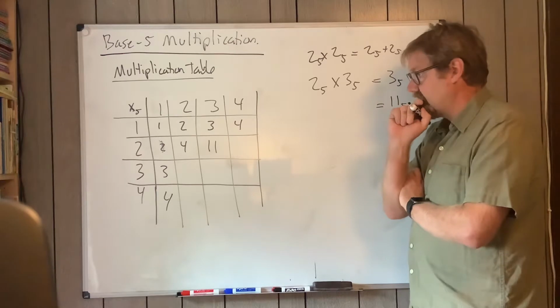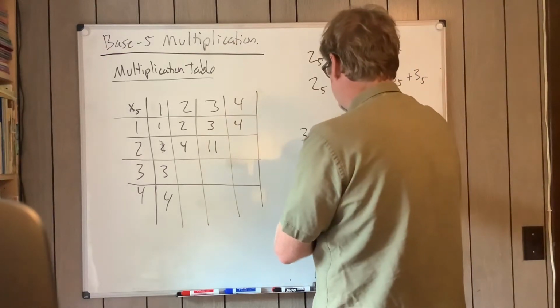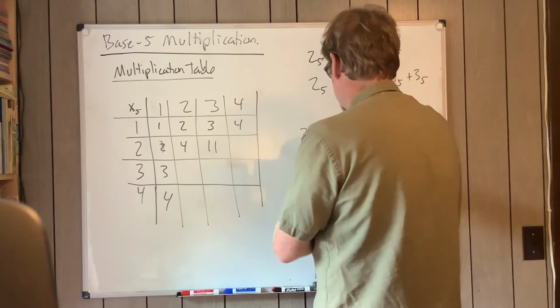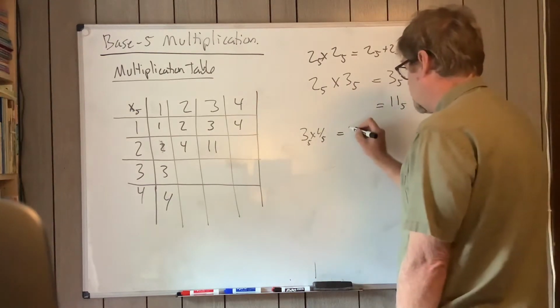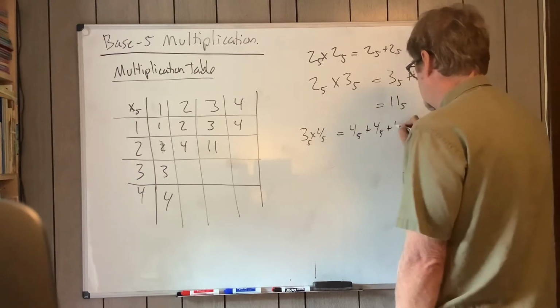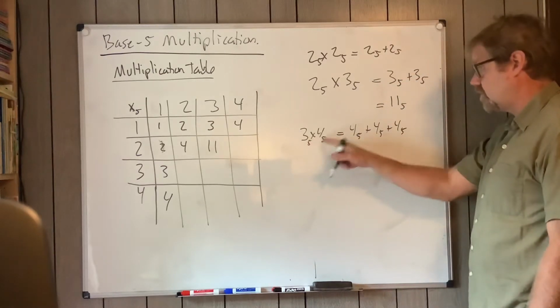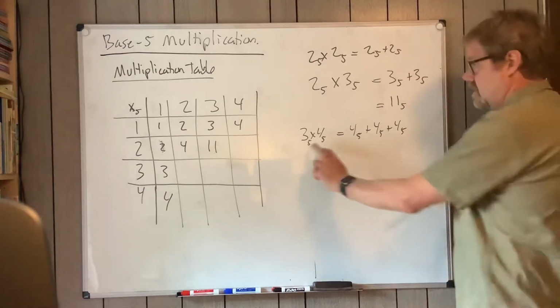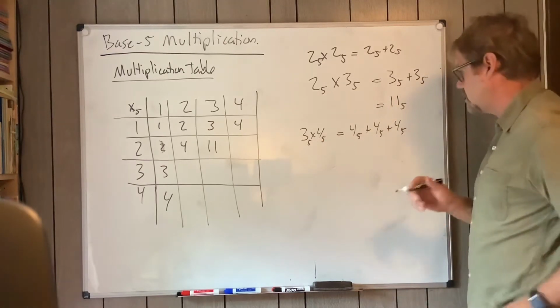All right. And then let me do one more. Let me do 3, say, times 4. And what does that mean? That is 4 plus 4 plus 4. Repeat 4 3 times. And again, by commutativity, that's also 3 4 times. So either is fine.